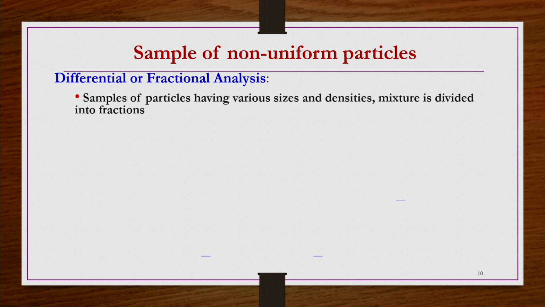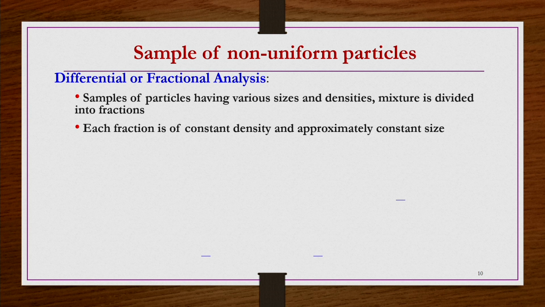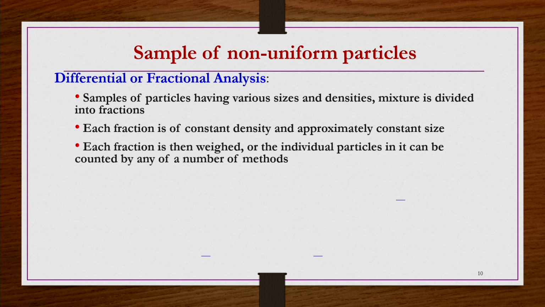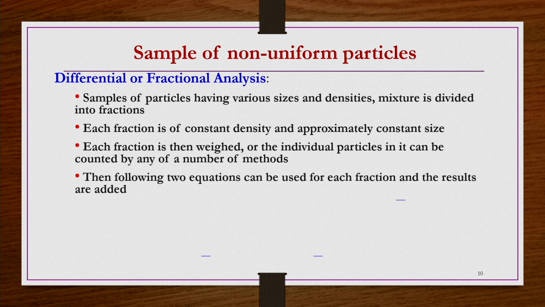In the differential or fractional analysis, the sample of particles having various sizes and densities is divided into fractions by doing screening operations as we have discussed before. Then each fraction is of constant density and approximately constant size, not exactly the same size. Each particle will not have the same size within each fraction, but approximately constant size. So, dpi bar can be assigned, right. Each fraction is then weighed, or the individual particles in it can be counted by any number of methods available. Okay. Then the following two equations can be used for each fraction and the results are added.